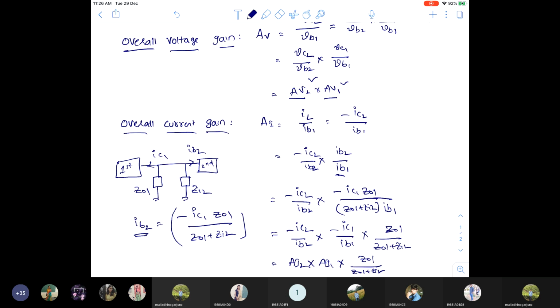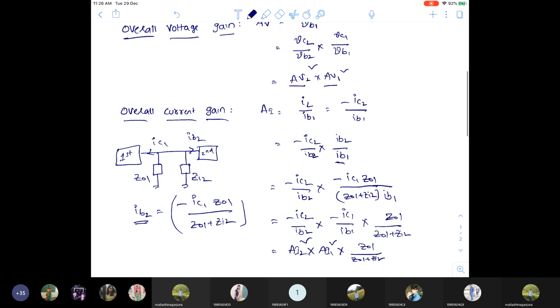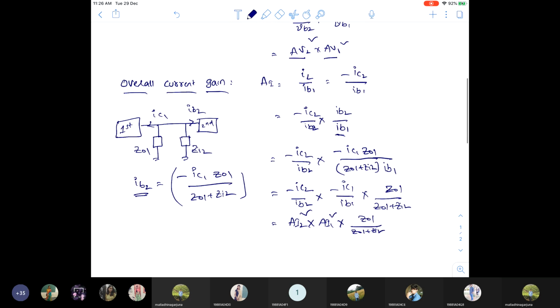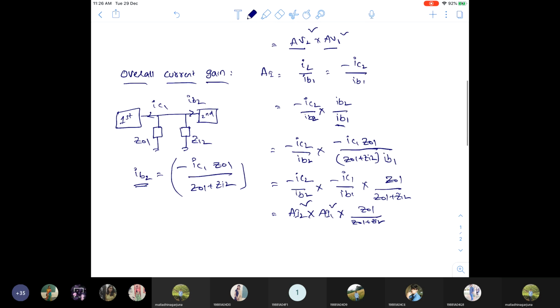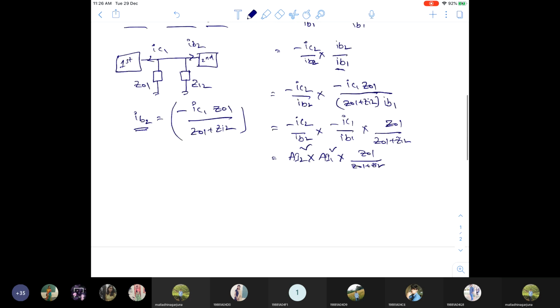So here also we need to calculate what is AI2 and what is AI1. So this is the current gain. Next, overall input impedance. I already told you the overall input impedance Zi is nothing but the input impedance of the first stage. First stage input impedance is nothing but overall input impedance.